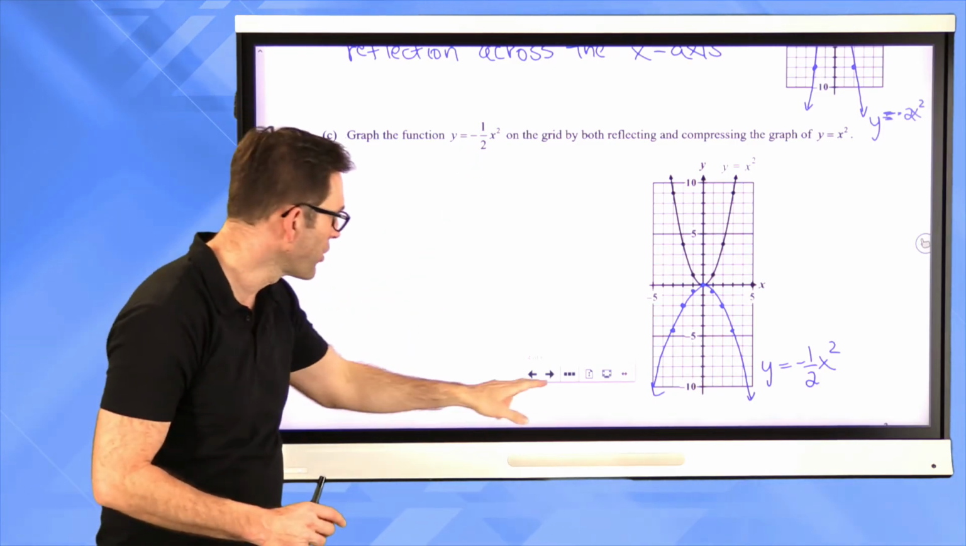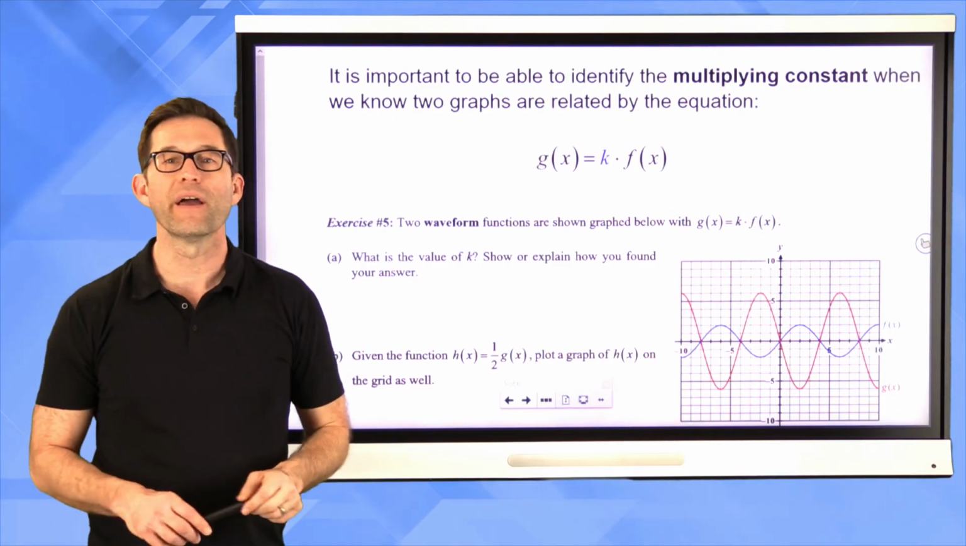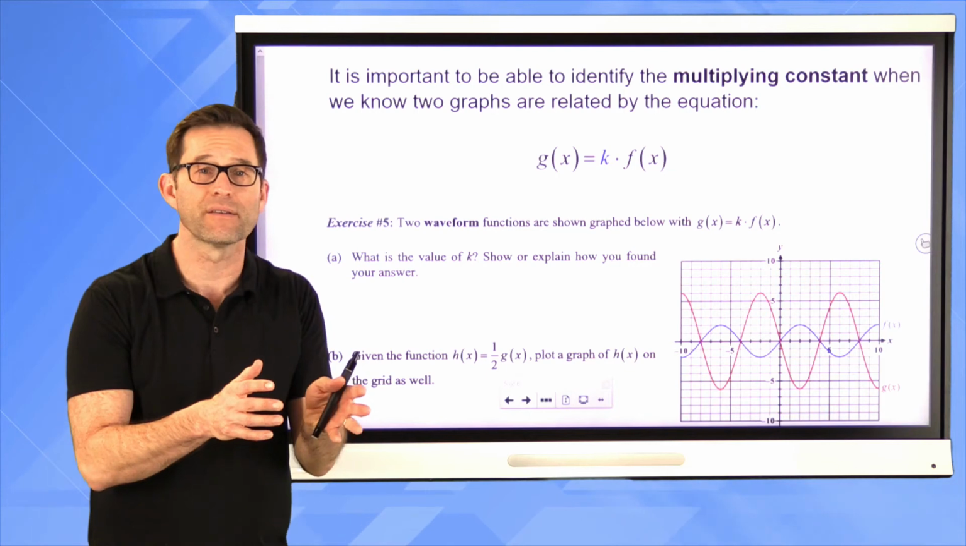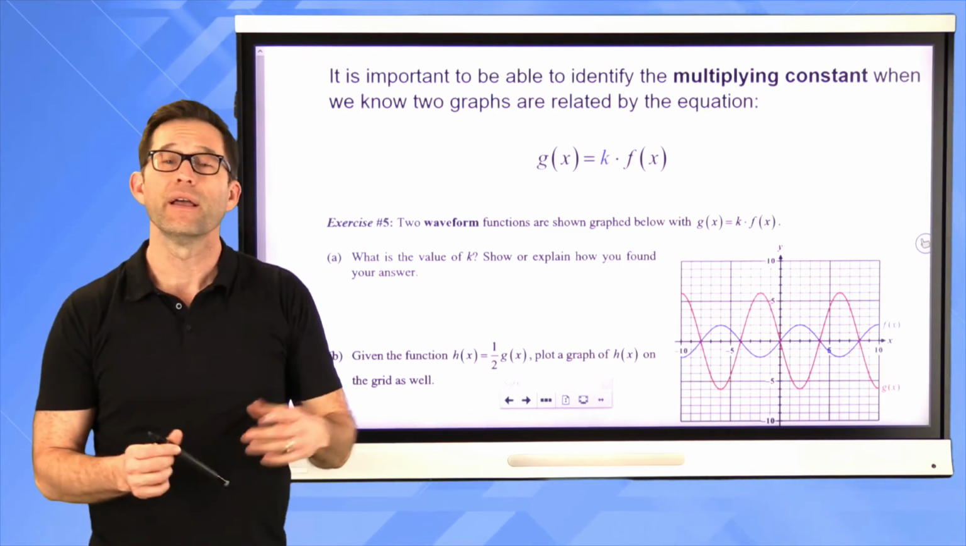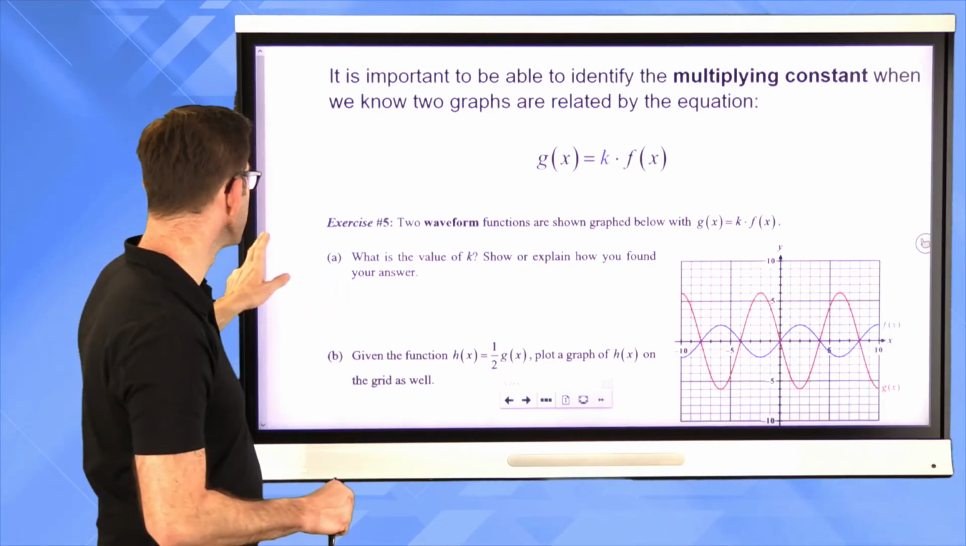All right, let's keep working on this. Take a look at another problem. Now, it's important to be able to identify the multiplying constant. So it's one thing to be able to like take a constant and produce another graph. It's another thing to be able to actually identify the constant from a given set of graphs.